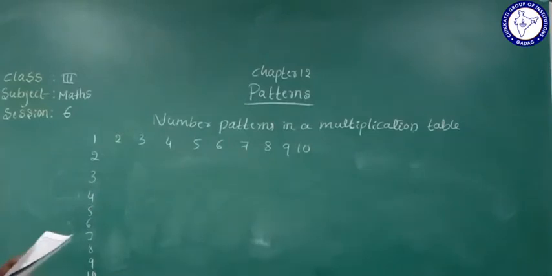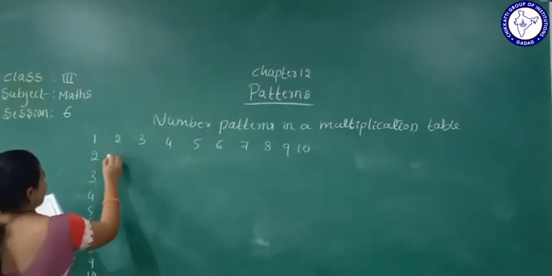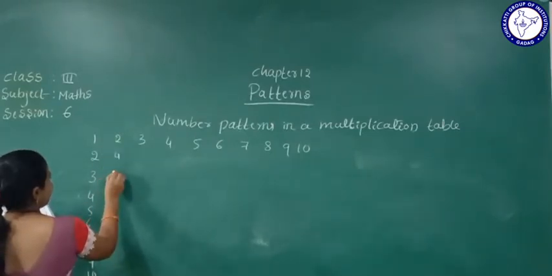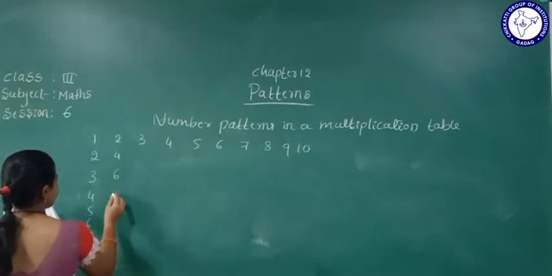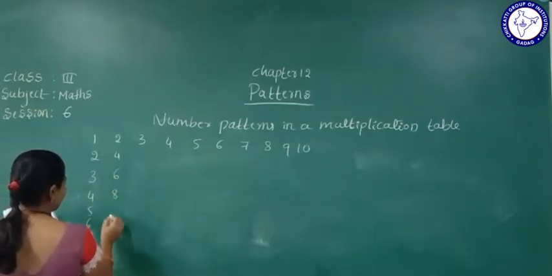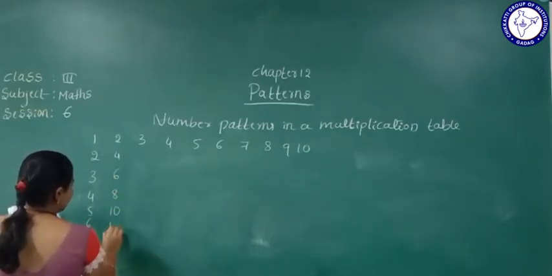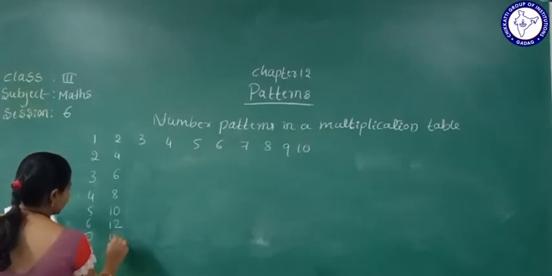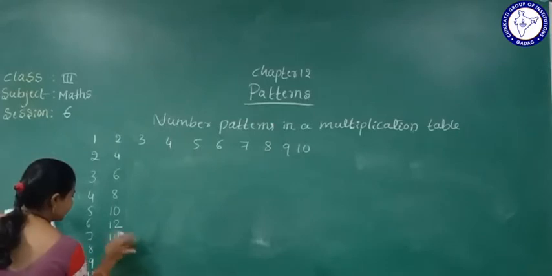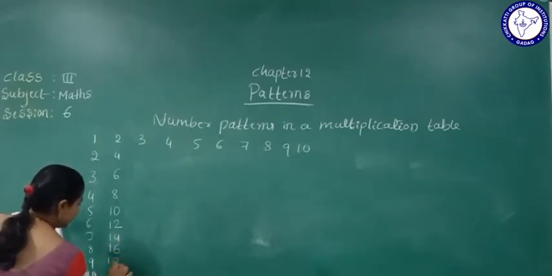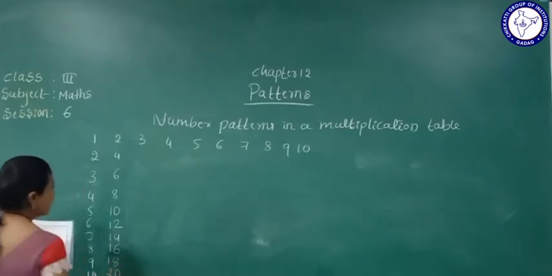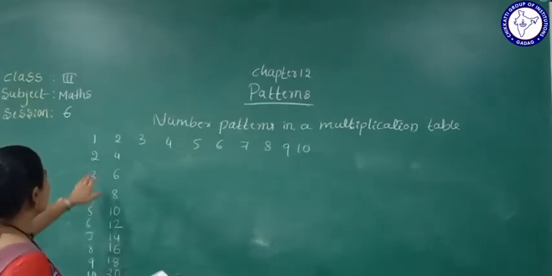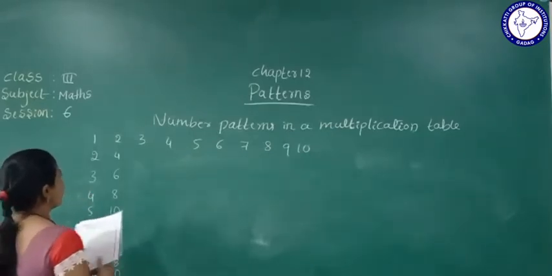Tables. Next I'll write: 2 2s are 4, 2 3s are 6, 2 4s are 8, 2 5s are 10, 2 6s are 12, 2 7s are 14, 2 8s are 16, 2 9s are 18, 2 10s are 20. We can go like this on the row-wise also.